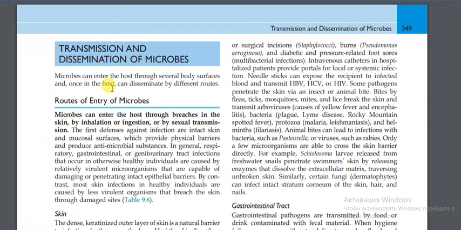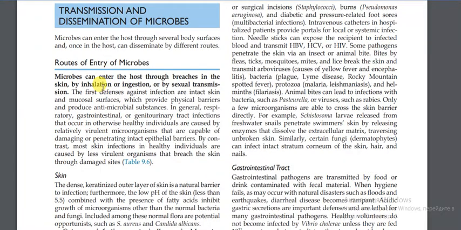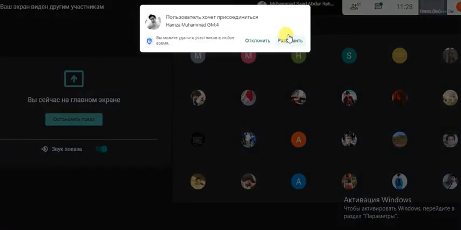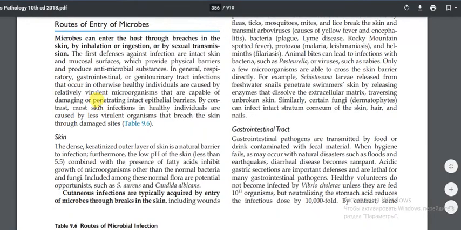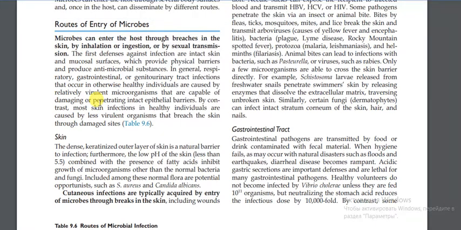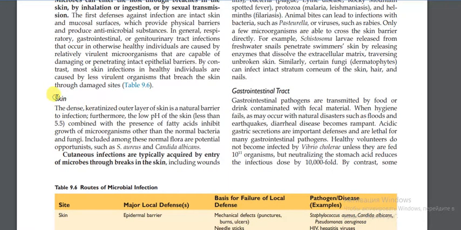Okay, so first of all, let's talk about routes of entry of microbes. Microbes can enter the host through breaches in the skin, by inhalation or ingestion, or by sexual transmission, and also a few more examples we'll discuss. Okay, so let's start with the most obvious thing by which it seems bacteria can enter.